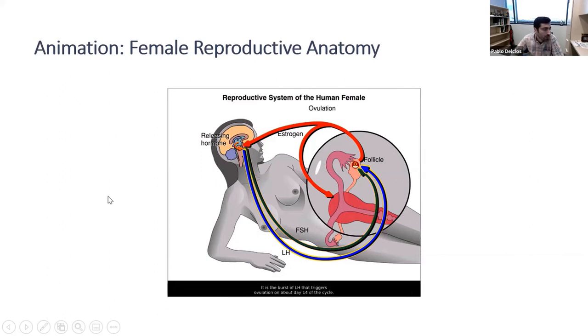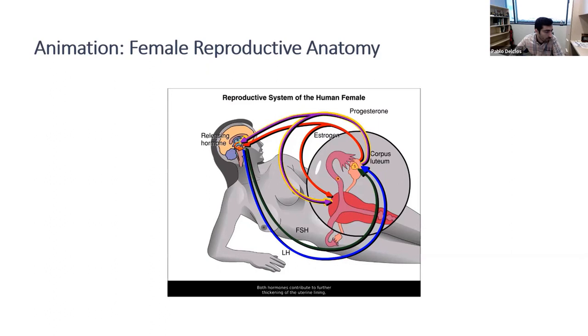It is the burst of LH that triggers ovulation on about day 14 of the cycle. The ovum develops, the follicle ruptures, and the nearly mature ovum is released from the follicle and swept into the oviduct. LH, or luteinizing hormone, also causes the ruptured follicle to develop into a glandular structure called the corpus luteum. After ovulation, the corpus luteum continues to secrete estrogen and increasing amounts of a second female hormone called progesterone. Both hormones contribute to further thickening of the uterine lining in preparation for possible pregnancy.